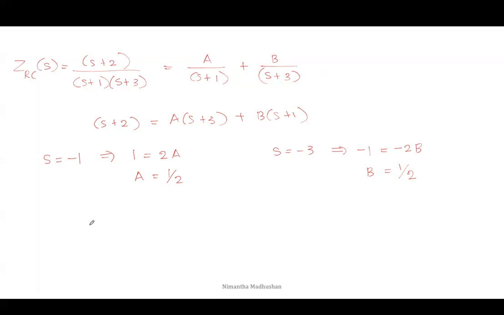Then we can write the expansion. ZRC is equal to half over (s plus 1) plus half over (s plus 3). This is the partial fraction expansion, and we have to find elements for each impedance value. This is impedance value 1 and this is impedance value 2.